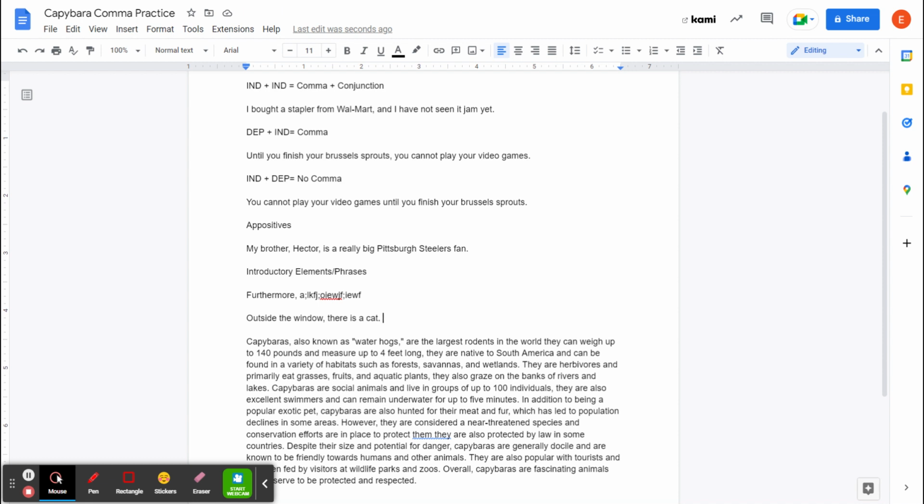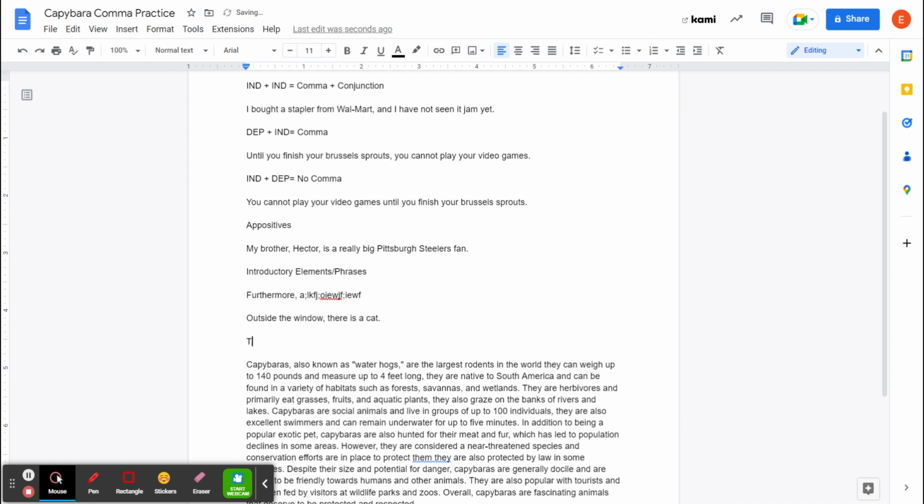You can have another kind, which is like, to understand the entire lesson, comma, you must first pay attention to the teacher. Okay. Something like that. So introductory elements can be a single word. It can be a prepositional phrase. It can be another kind of phrase like this. In this case, it's an infinitive phrase. But those always have to be set off with commas as well. Okay. So those are the rules for how to use a comma.